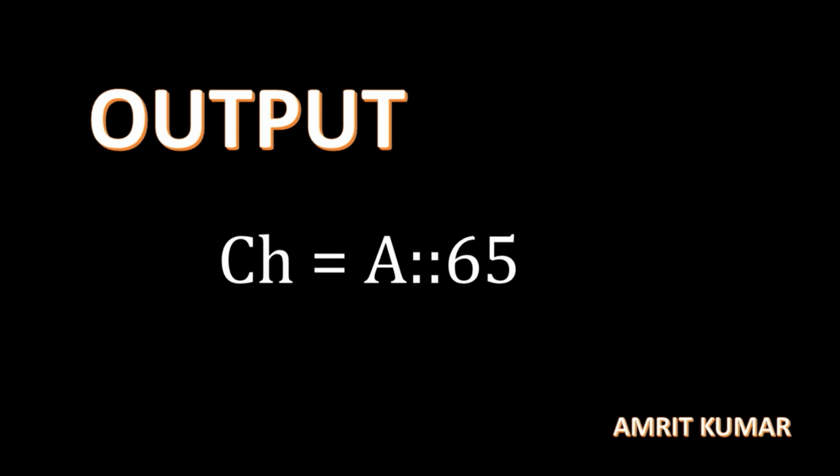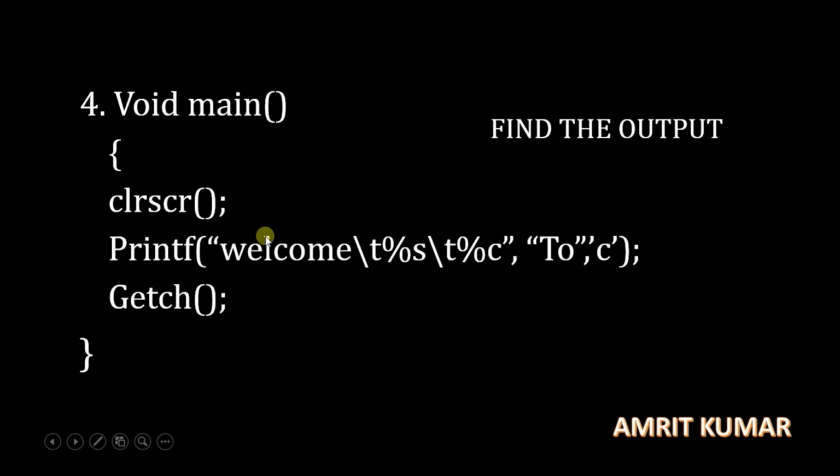Finally, moving on to the fourth question, that is this question. It is saying void main. So void main is a function. Main is a function whose return type is void, and finally we have opened the main function.